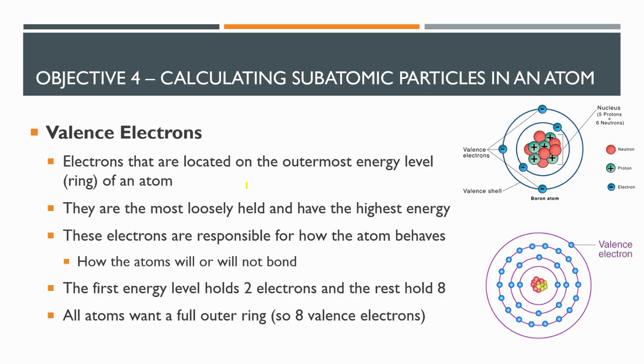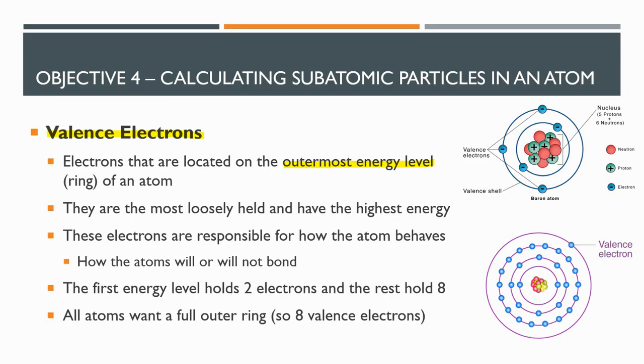All right, so one more thing we need to talk about for this particular objective, and that is valence electrons. Now, earlier in that model, I kind of showed you how the electrons are found in different energy levels. We're not going to go too involved in this. We just need to know the basics here. The first energy level around the nucleus can hold 2 electrons, and after that, the other energy levels can hold 8, okay? And so valence electrons are the electrons on the outermost energy level, the furthest away and the most loosely held.